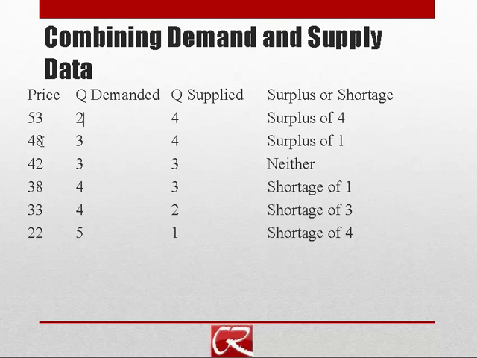At a price of 48, we should see 3 willing buyers, so the lower price led 1 more buyer to be willing to buy, and quantity supplied should still be at 4. So in this case, there's a surplus of 1. A price of $42 would give us 3 buyers and 3 sellers, so that would be neither a surplus nor a shortage, and so on as we go down this table.